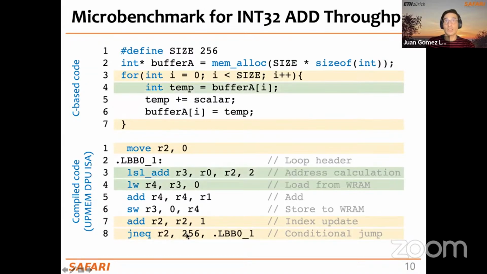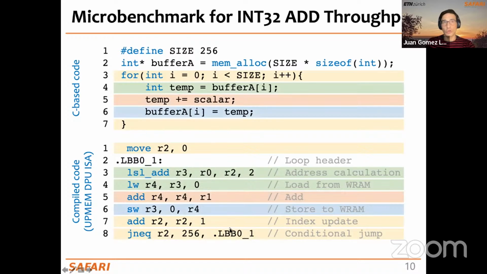So here we have the access to WRAM. Notice that it's not only the load operation itself, but we also have to calculate the address based on the base address of the array and the index that is stored in R2. Here we have the addition operation, and here we have the store operation. Observe that for this store operation, we don't need to calculate the address, because it is the same one we calculated before, since we are writing in the same output array, in the same position.